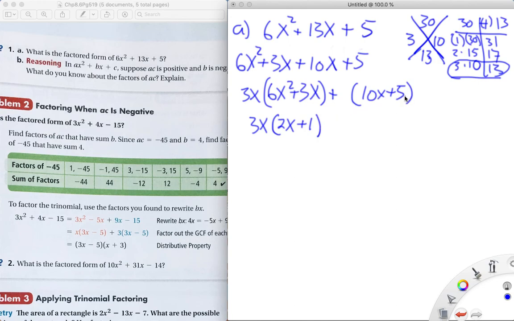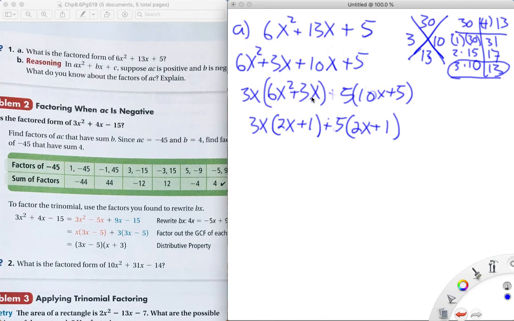Here, I can factor out a 5. 10x divided by 5 is 2x. 5 divided by 5 is 1.